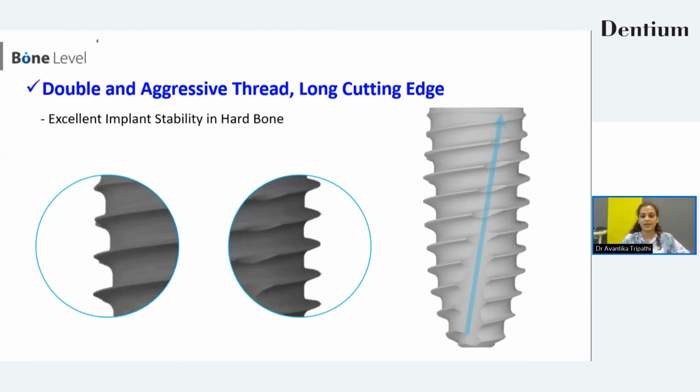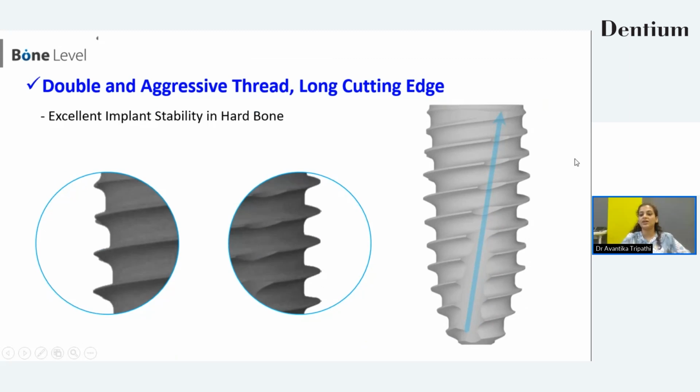It has a double-threaded and aggressive thread design, which helps in increasing the primary stability of the implant. So even in less or poor quality bone, we will be able to achieve good primary stability. It has a double-threaded design like Superline. The Superline also has a double-threaded design, but it has more aggressive threads, and it has a long cutting edge which runs on the entire surface of the fixture.